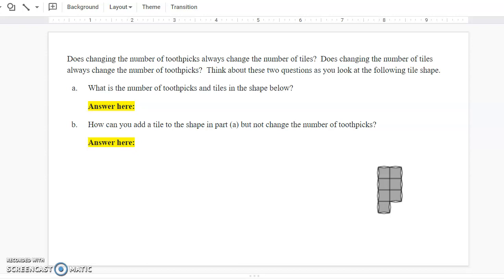And then the last slide that you have to fill out, you have to fill out 2 of them. Does changing the number of toothpicks always change the number of tiles? Does changing the number of tiles always change the number of toothpicks? Think about these 2 questions as you look at the following tile shape. What is the number of tiles and toothpicks in the shape below? So you're going to count your tiles and you're going to count your toothpicks. And then B, how can you add a tile to the shape but not change the number of toothpicks? And we will go over a little bit about that in the meet today to help you answer that one, but I don't want to give you anything else in case you work on this assignment before the meet.